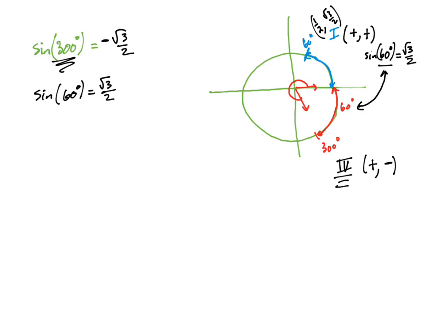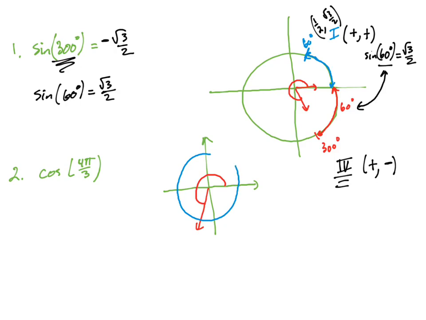Let's do a second one here. We want cosine of 4 pi over 3. Okay, so 4 pi over 3, that's bigger than pi, so that is going to be down here. Okay, so if we think about this on the unit circle, let me draw a circle of radius 1. All right, and that angle that we said is 4 pi over 3.